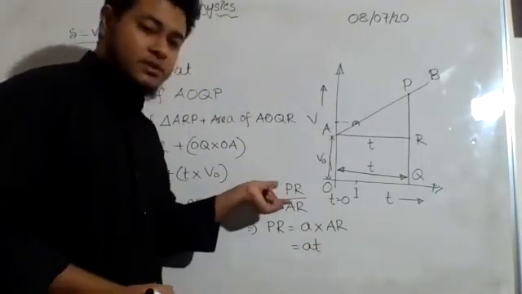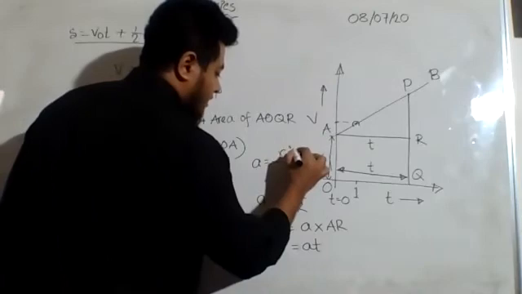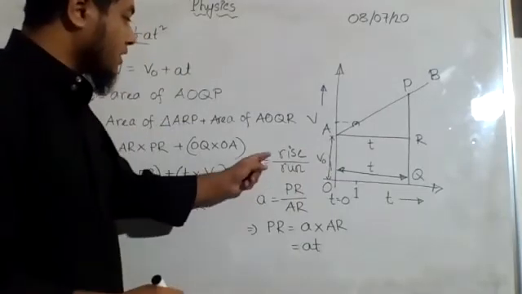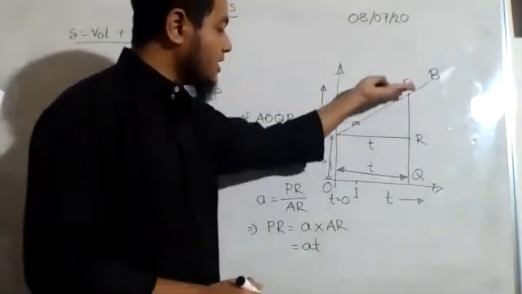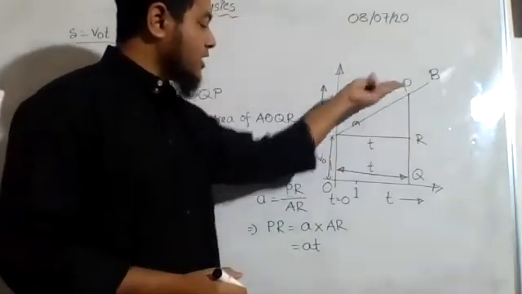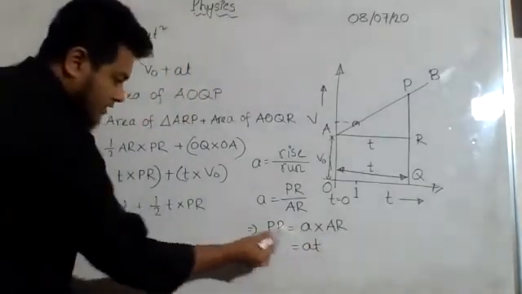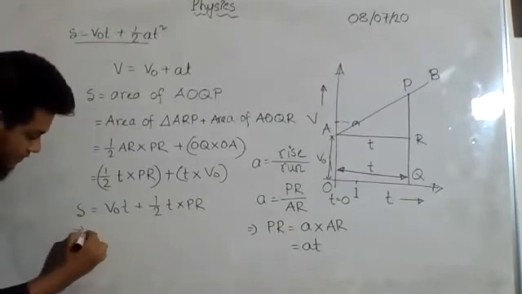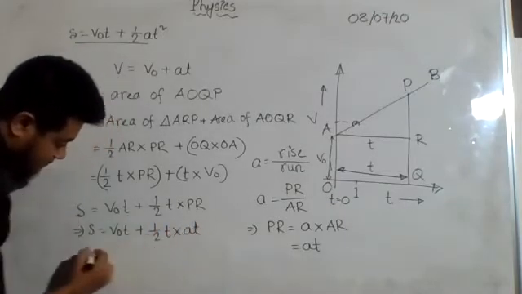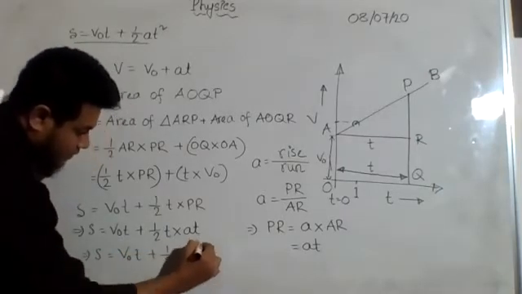Did you understand that the slope, that is acceleration here, will be rise over run? We know this from vector and coordinate geometry, right? Rise is how much we went up, that is PR, and run is how much we ran, that is AR. Now replace the value of PR here, and you will get S equal to V naught T plus half T into AT. So S equal to V naught T plus half A T square. We have proved it.